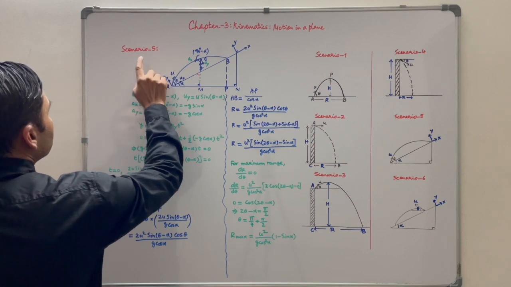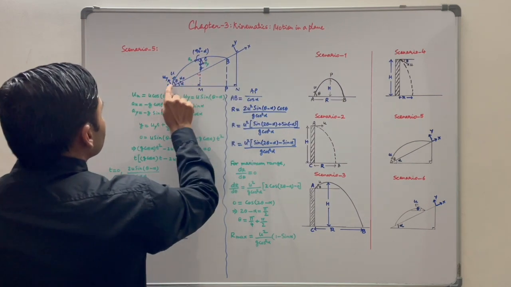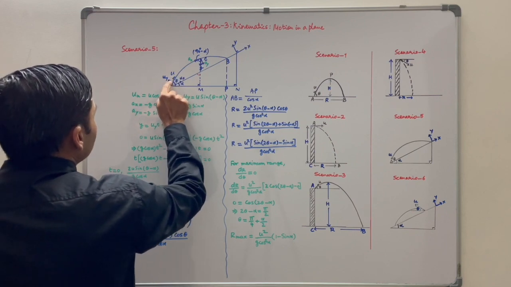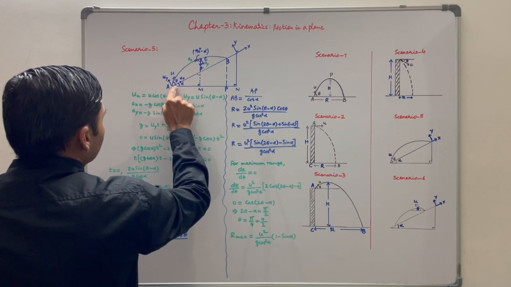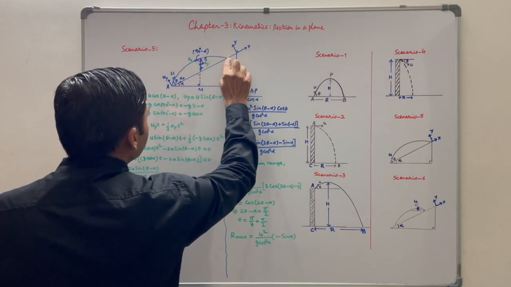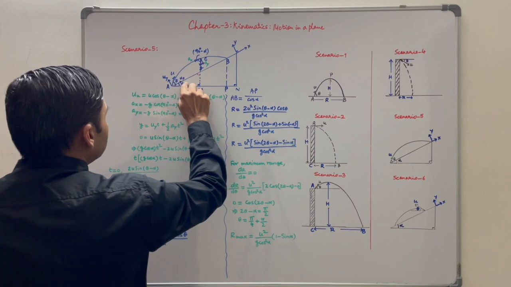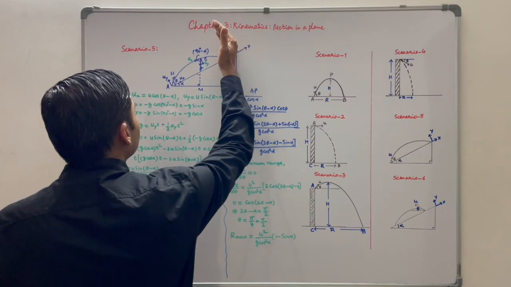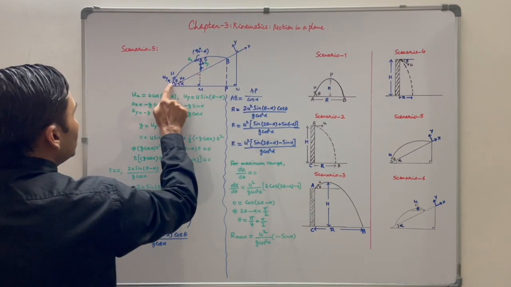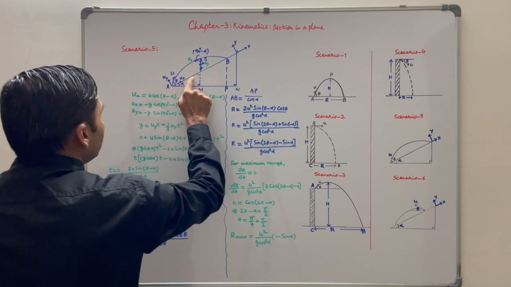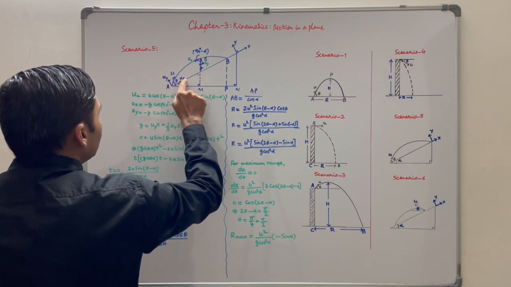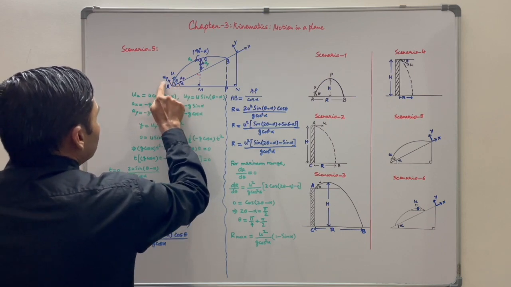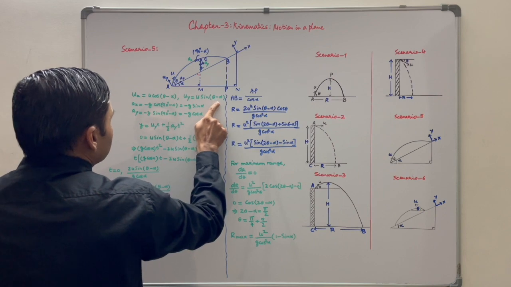Scenario number 5. Projectile motion up the plane. Consider a particle projected from point A with initial velocity u. It makes an angle theta with the horizontal. It hits the plane at point B. Angle of inclination of the plane is alpha. Suppose along the plane is x-axis and perpendicular to the plane is y-axis. Component of initial velocity u along the plane will be Ux, equal to u cos theta minus alpha, and Uy is equal to u sin theta minus alpha.